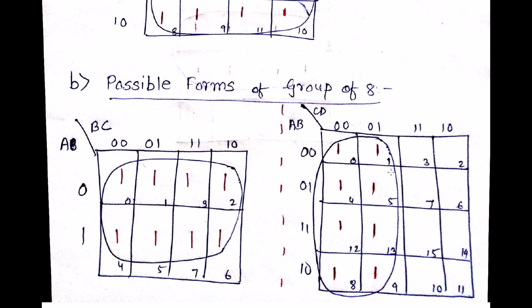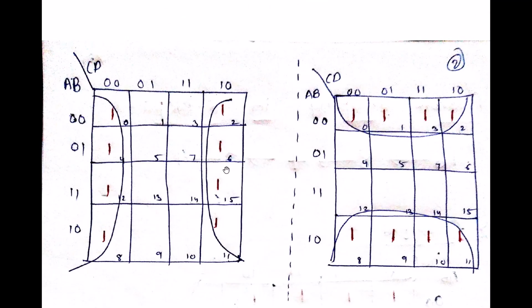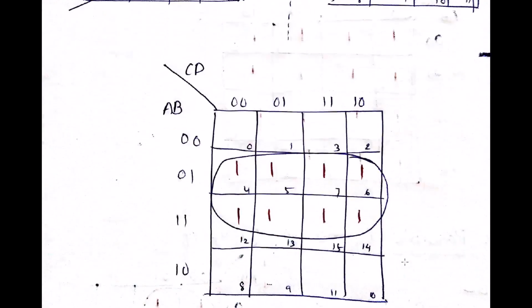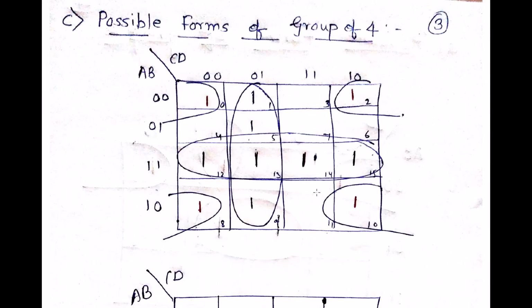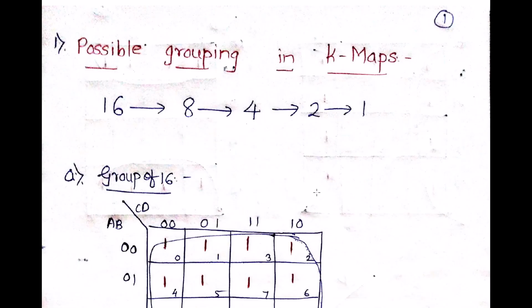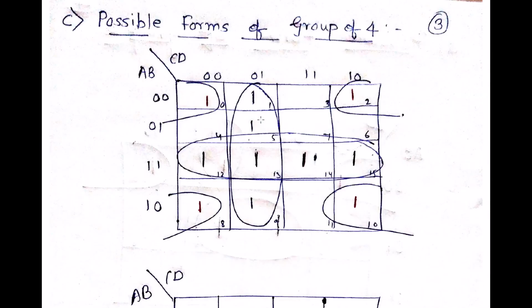The initial two columns, there can be the initial and the final column, the initial row and the final row. You can make such forms of groups. This also can be a form of group. So this is the 8 grouping method. Then if 16 is not possible, as I told you, the priority starts with 16, then with 8, then with 4. So if 16 and 8 are not possible, then you can do it with 4.